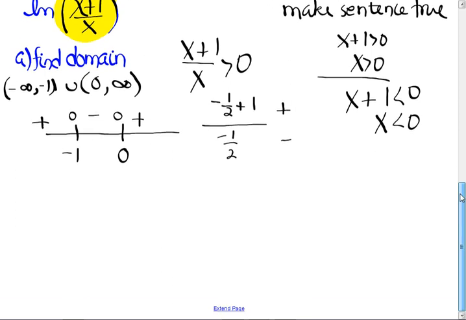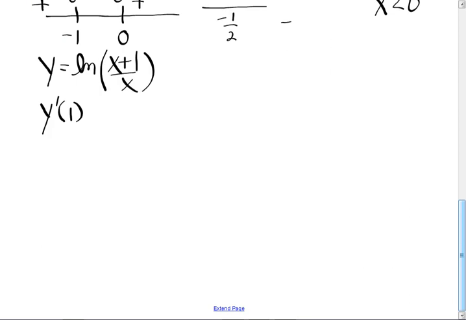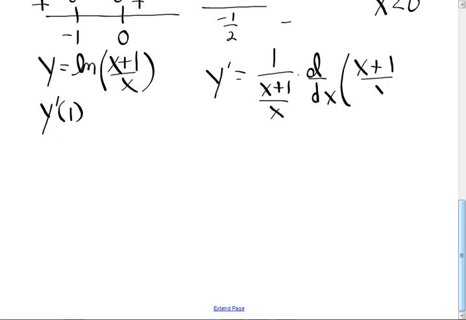Part B, you don't want to see part C. Part B was: find, if y is equal to the natural log of x plus 1 over x, find y prime of 1. Okay, so I got to find the derivative. Do you want to take the derivative of that? Well, what would y prime be? It would be 1 over x plus 1 over x times the derivative of the inside function, which makes me do what rule? Quotient. But there's an easier way.